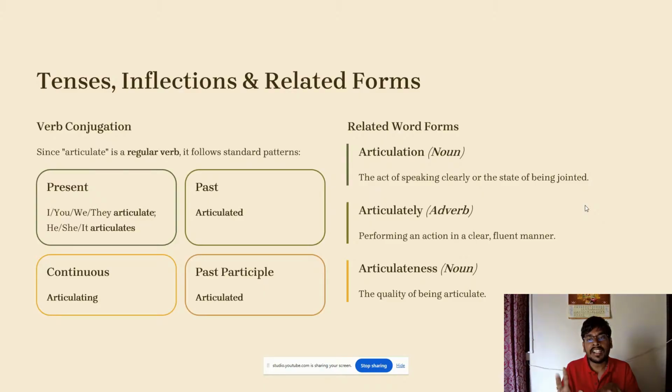And related words: articulation. Articulate is an adjective and verb depending upon the context, but articulation is a noun: the act of speaking clearly or the state of being jointed. Articulately is an adverb: performing an action in a clear, fluent manner. Articulateness is again a noun: the quality of being articulate. So there are multiple meanings and multiple word forms to it. Articulation is a noun, articulately is an adverb, and articulateness is a noun.